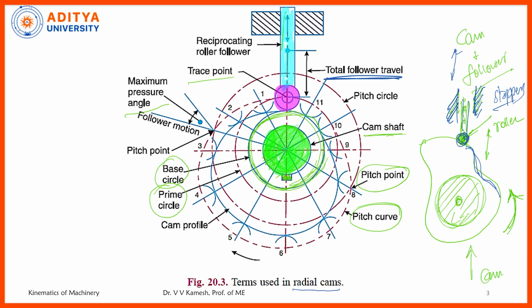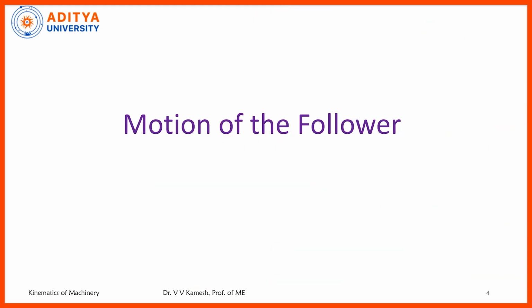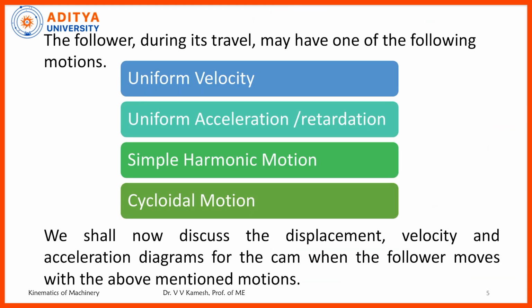So, the roller movement is causing the follower to have a definite motion, defined in different ways. This up and down motion, how will it be? If it is following a pattern, then we can classify the movement of the follower as pattern 1, pattern 2, pattern 3, pattern 4, pattern 5, like this. Now, this is actually the motion of the follower. During its travel, the follower may have one of the following motions. That means we are clearly saying there is a particular pattern for the follower.